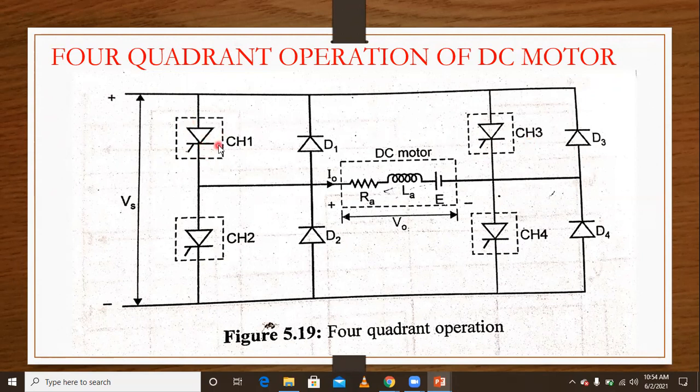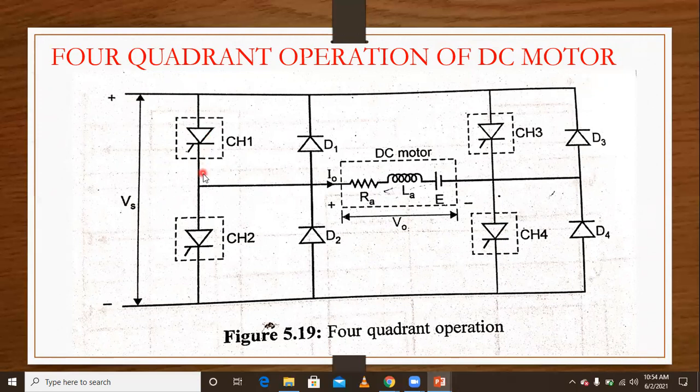Chopper CH1 is also operated. With chopper CH1 and CH4 on, the load voltage is equal to the supply voltage. The output voltage across the machine is equal to the supply voltage, V0 equals Vs.